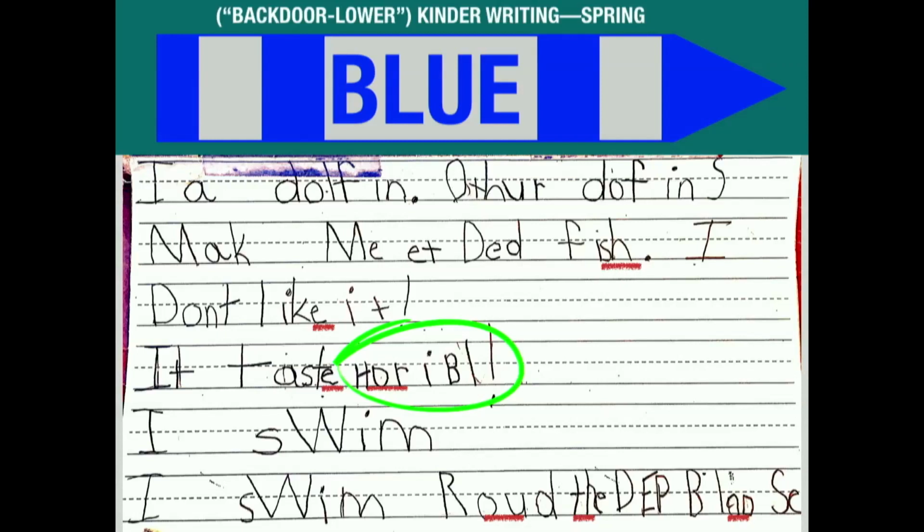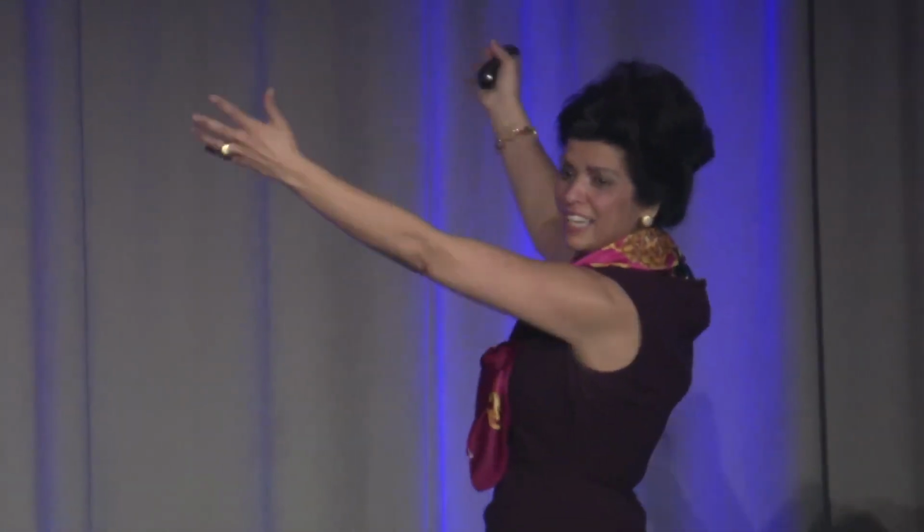He wrote, "I had dolphin, other dolphins make me dead fish. I don't like it, it tastes horrible. I swim round the deep blue sea." Now I love that he took a leap to write the word horrible, but he didn't know how to spell the word blue. He took a great guess with blue. He spelled it B-L-O-O. Blue. Ooh. But what's interesting is his head was 3 inches from the blue crayon on the wall. There's a big blue crayon on the wall. All he had to do is glance to the right, and it's right there for him to copy.